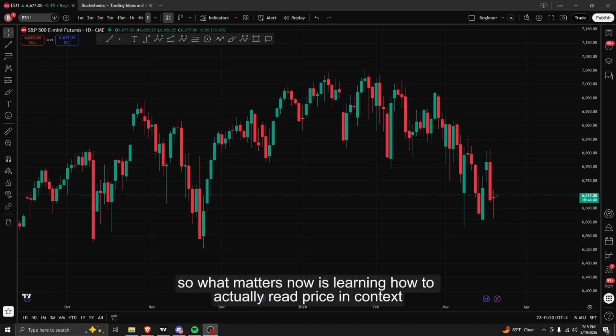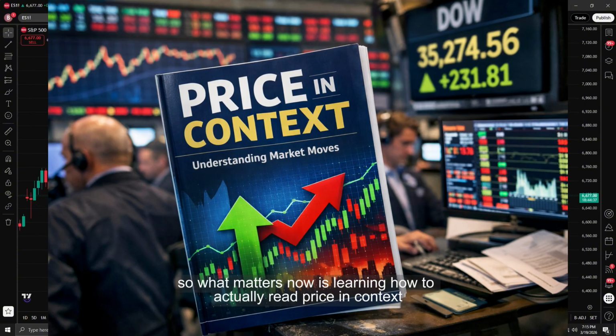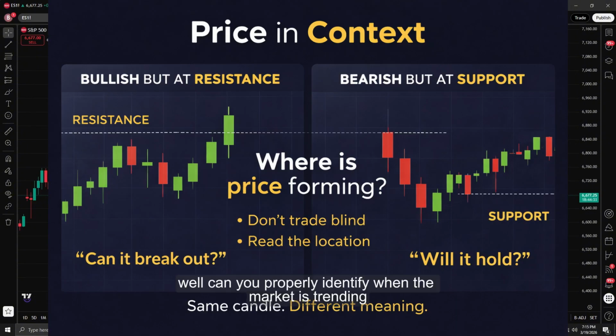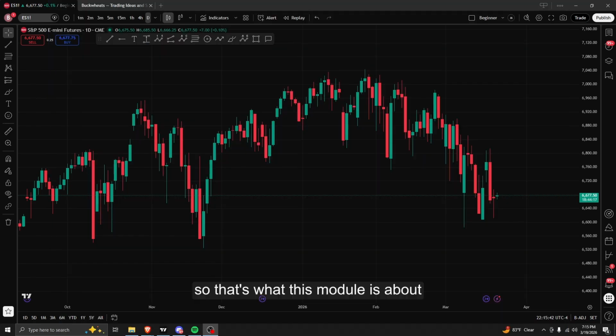So what matters now is learning how to actually read price and context. So what does that mean? Well, can you properly identify when the market is trending versus consolidating? Can you spot when structure is clean and when price is just chopping traders up? So that's what this module is about.